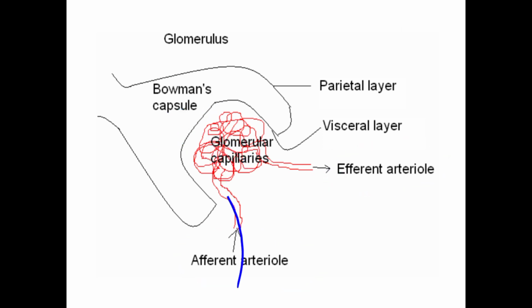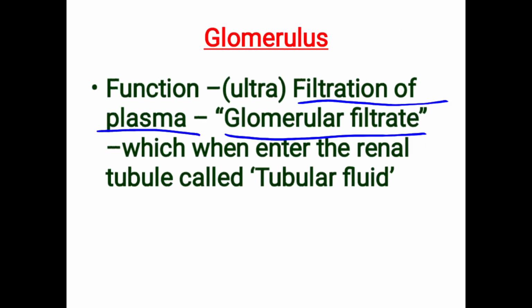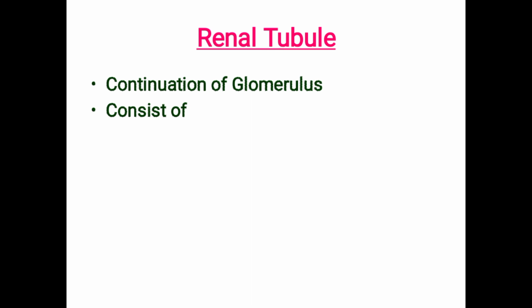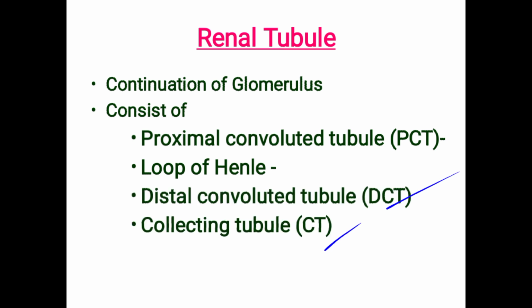When the blood is passing through here, the plasma gets filtered into the Bowman's capsule. Once it gets filtered, we call it glomerular filtrate. Then this glomerular filtrate will enter the renal tubule, and we call it tubular fluid. Same thing as I explained: the renal tubule has the PCT, loop of Henle, distal convoluted tubule and collecting duct.